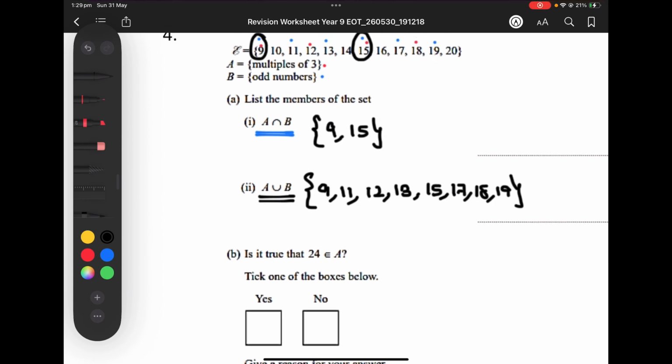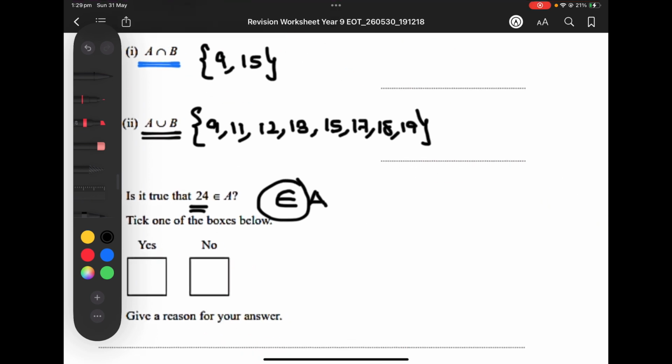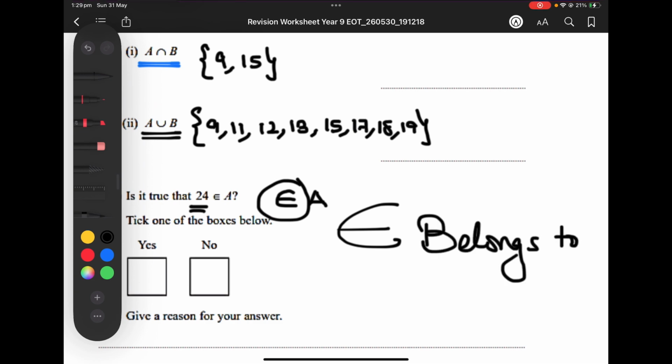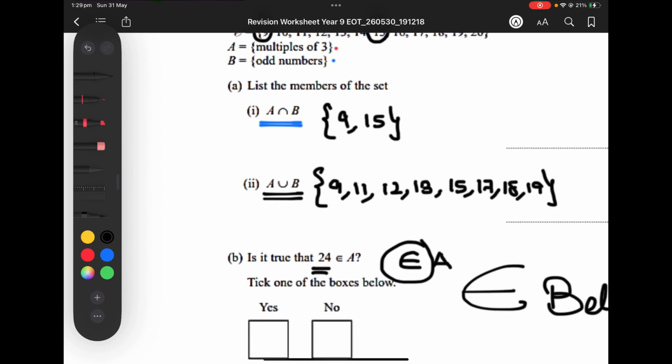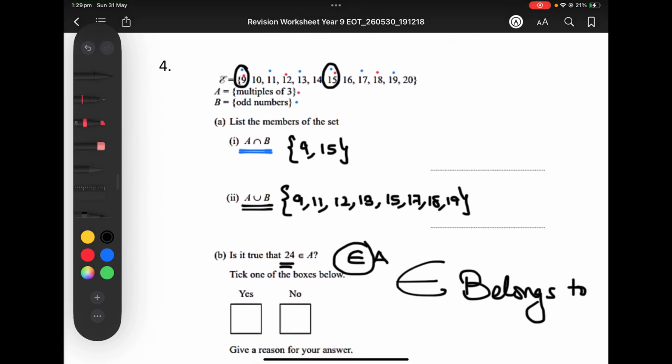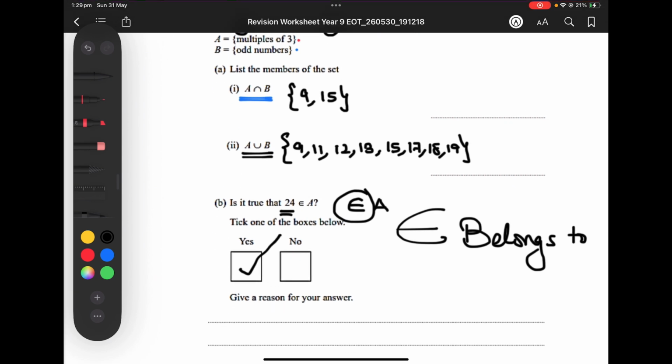Then it says, is it true that 24 belongs to A? This symbol is a C with a line in the center. It is read as belongs to. Okay, does 24 belong to A? Yes or no? Yes, it belongs to the set of multiples of 3. The answer is yes. Give a reason for your answer.